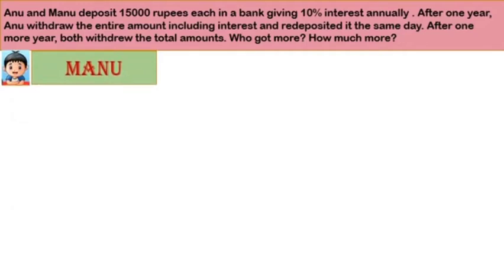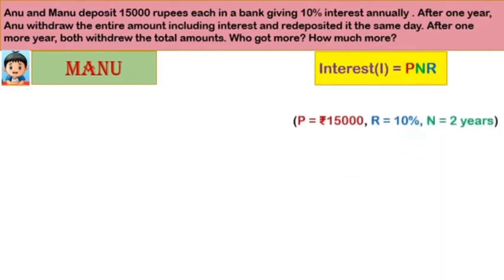This question is slightly complicated, isn't it? Not too tough. Read the question 2 or 3 times. Anu and Manu deposited 50,000 rupees each in a bank, giving 10% interest annually, isn't it? So our principal amount is 50,000 and rate of interest is 10%. After 1 year, Anu withdraw the amount. So we can calculate Manu's, because the principal amount in case of Manu is 50,000, rate of interest is 10%. He withdraw amount after 2 years.